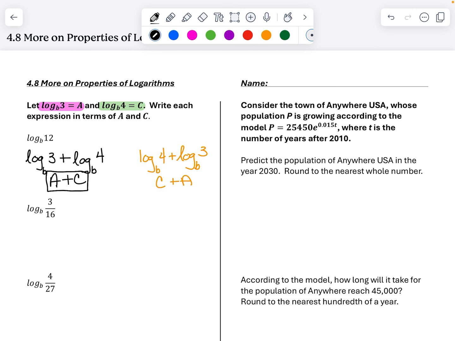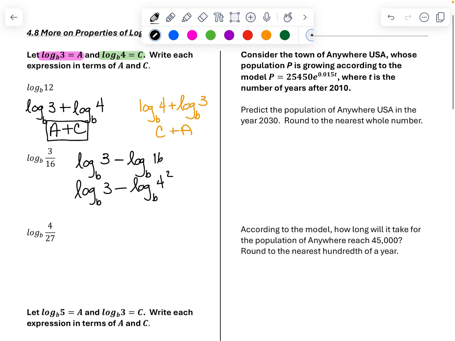So on this one, we're going to remember that a fraction bar means division. And the numbers we're dealing with are 3s and 4s. Division means subtraction. So we think that. But we're supposed to be thinking in terms of 3s and 4s. We already got the 3. And 16 is 4 squared. And properties say that powers become coefficients.